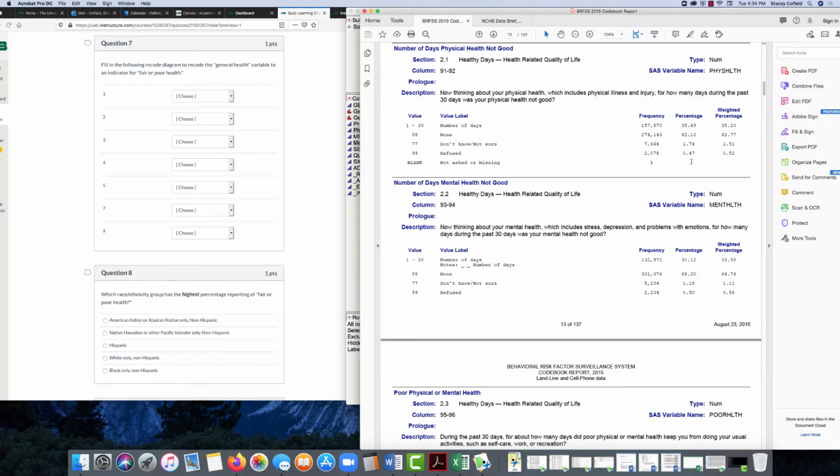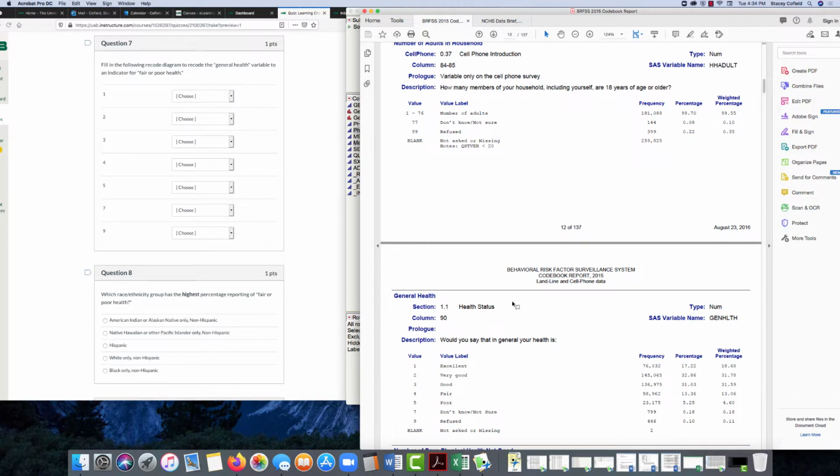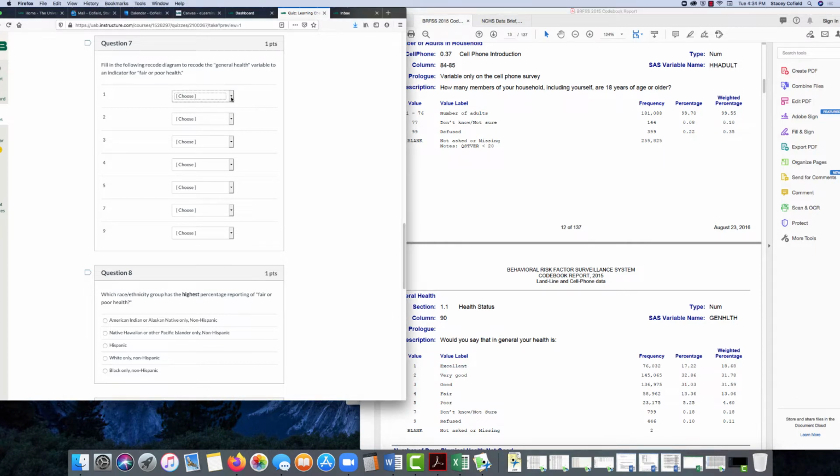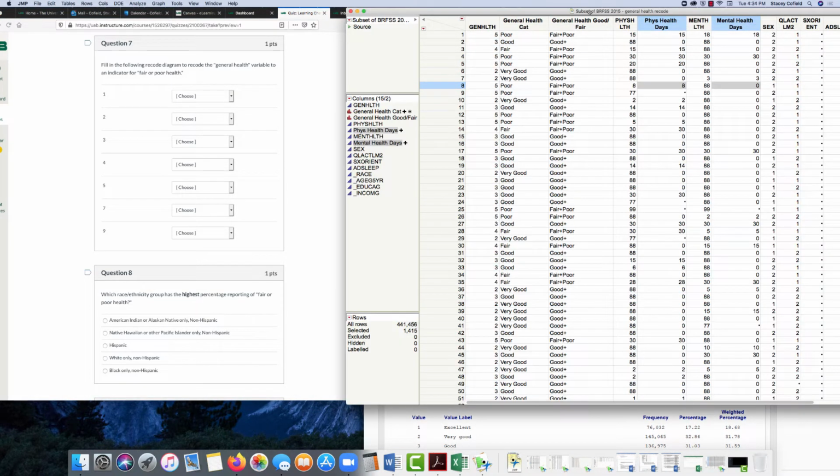Go back to the general health variable, which is also on page 13, and look at the value. Number 1 becomes what? Is excellent a fair or poor health? No, it's not. It is not fair or poor. So given these options, a missing, a 0, or a 1, you want to put everything that is excellent, very good, and good into one category, everything that is fair and poor into another category, and all of the missings into the same category. So take a look back at that. I have recoded it in words here.